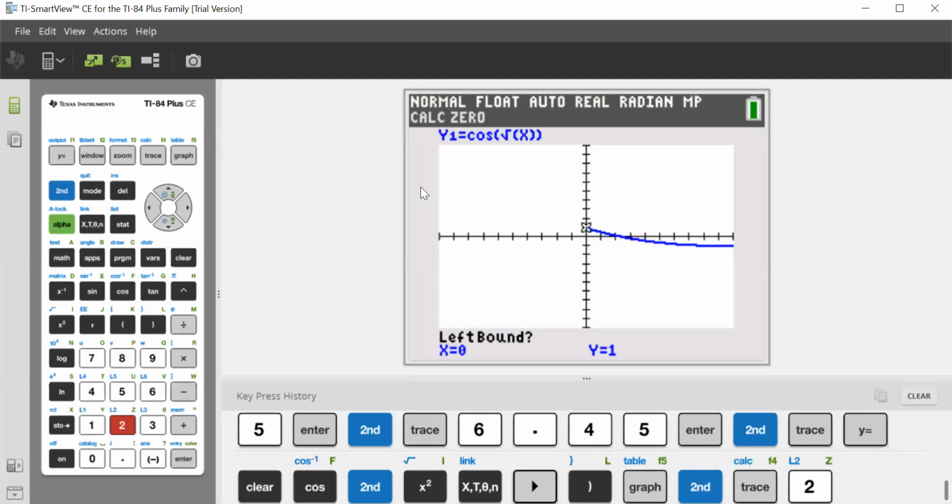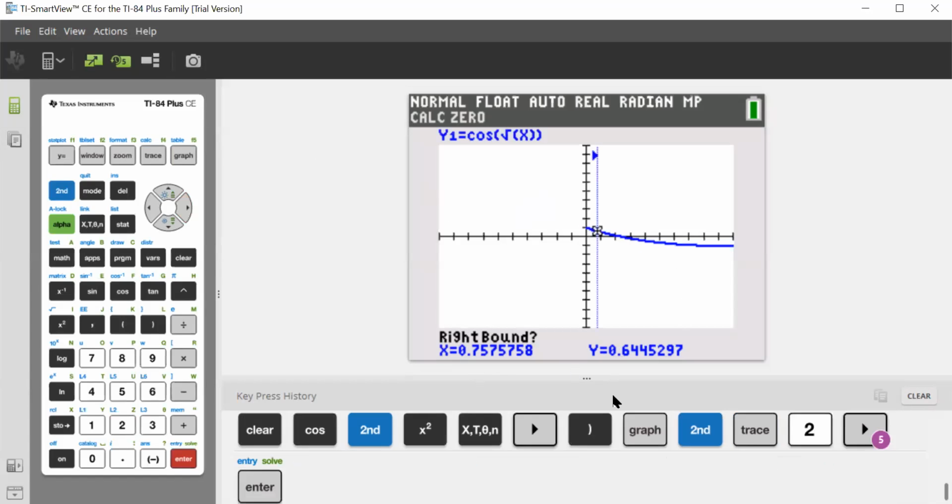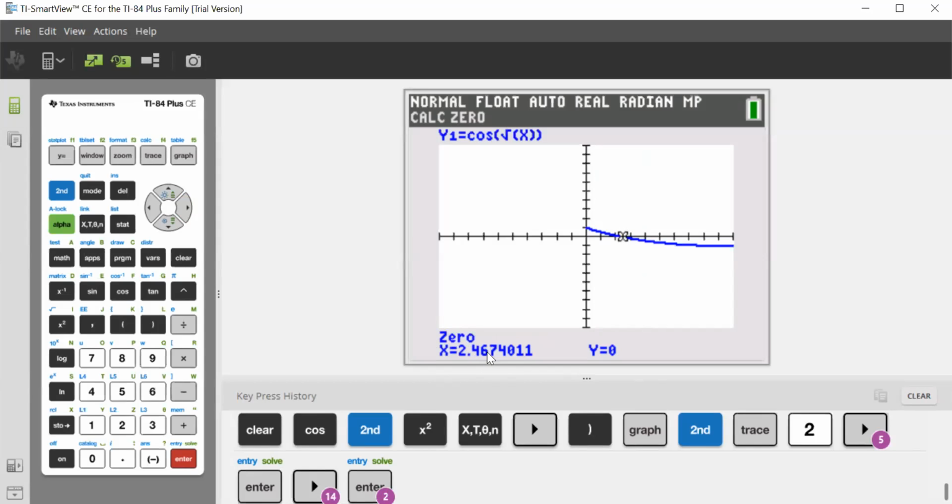It will tell you, first off, left bound. So you're going to make sure that your cursor is on your graph somewhere to the left of where that x-intercept is, and hit enter. Then it will say right bound, and you scroll your cursor somewhere to the right of that x-intercept and hit enter again. Then it's going to say guess, and you just hit enter again. And it's going to tell you that that root occurs at about 2.4674011.